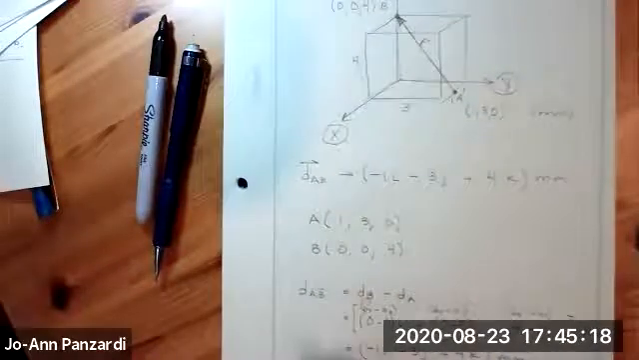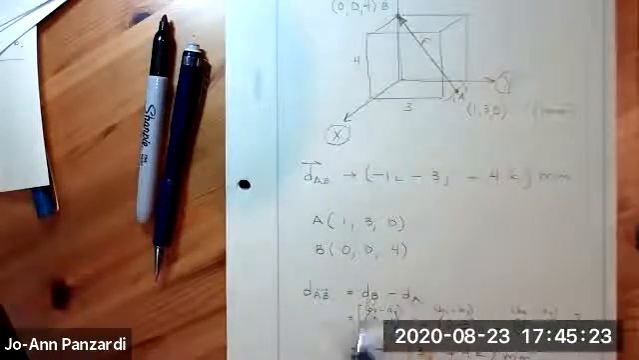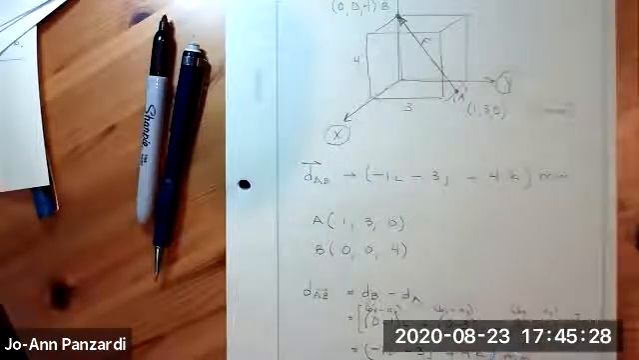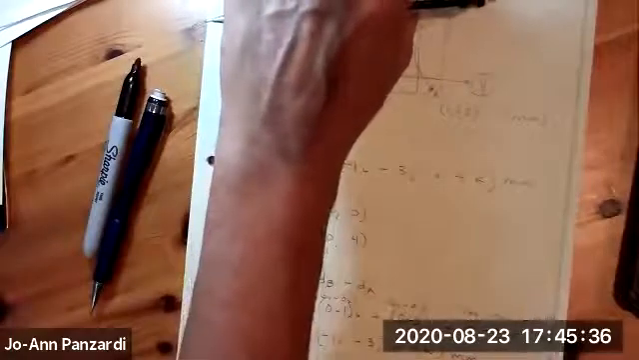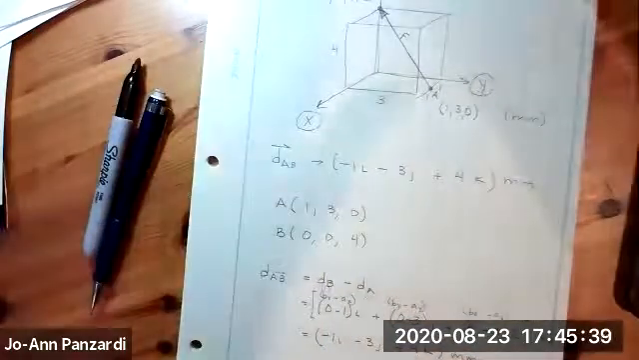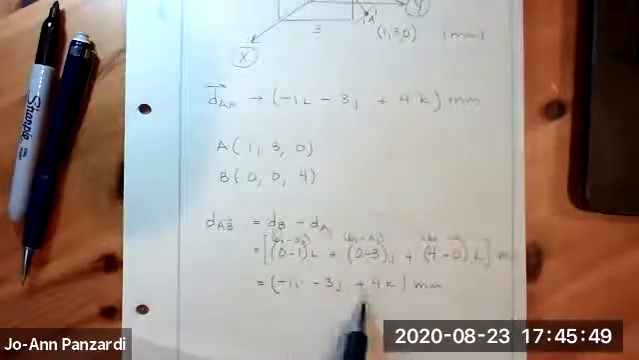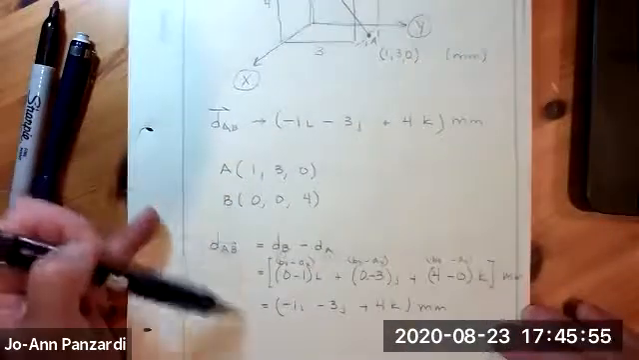So going from A to B, it's final minus initial, BX minus AX, BY minus AY, BZ minus AZ. And it comes out to the same value, -1I plus -3J plus 4K. So either way works.